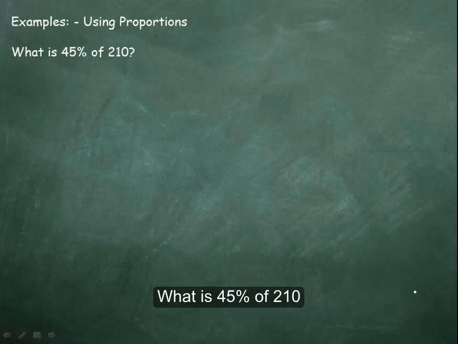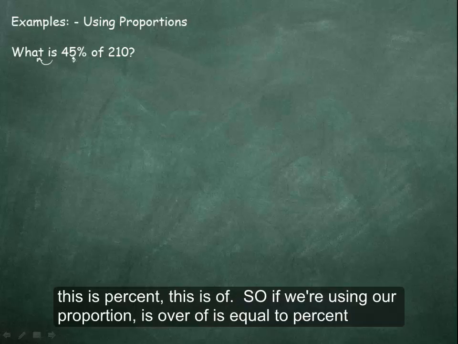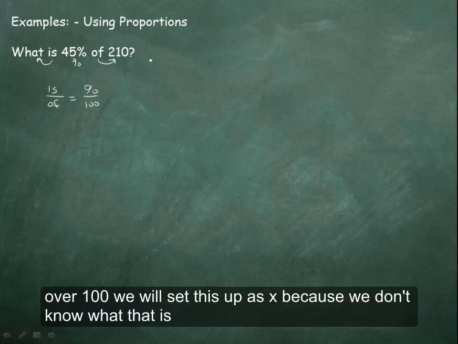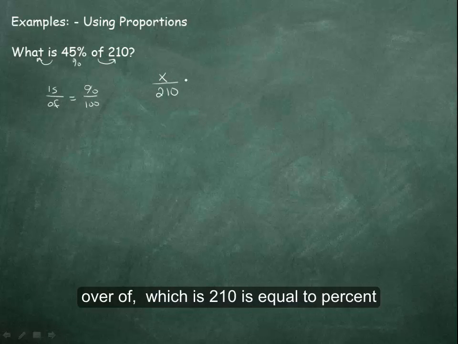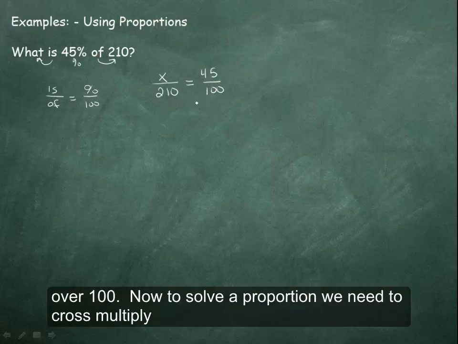Okay, what is 45% of 210? What is? This is percent, this is of. So if we're using our proportion, is over of is equal to percent over 100. We will set this up as x, because we don't know what that is, over of, which is 210, is equal to percent over 100.